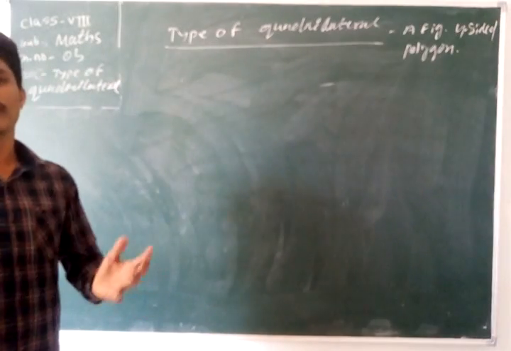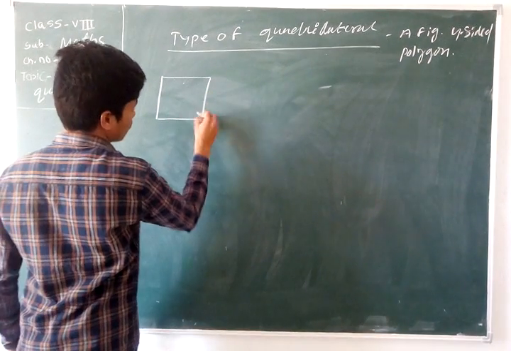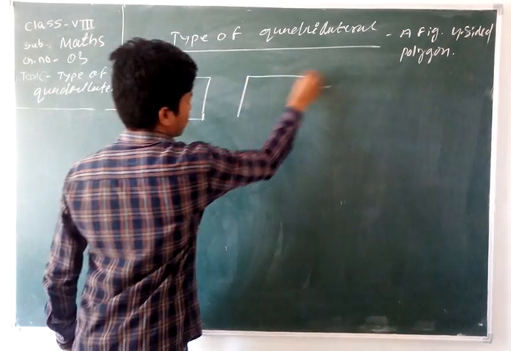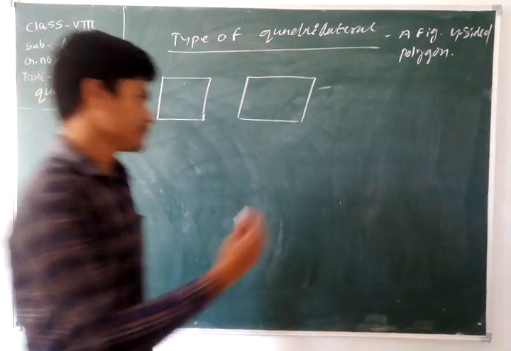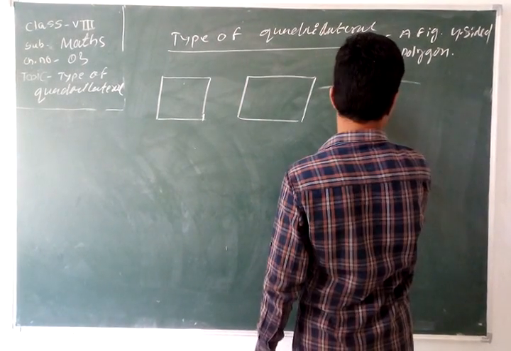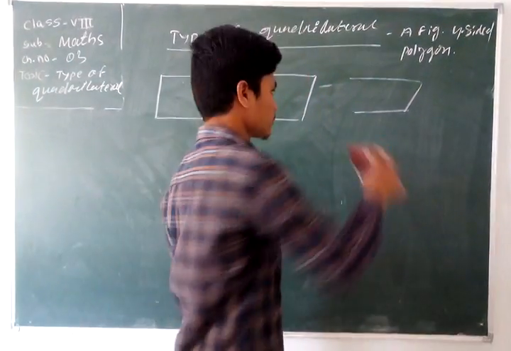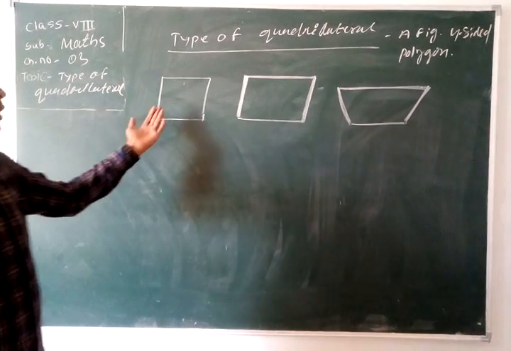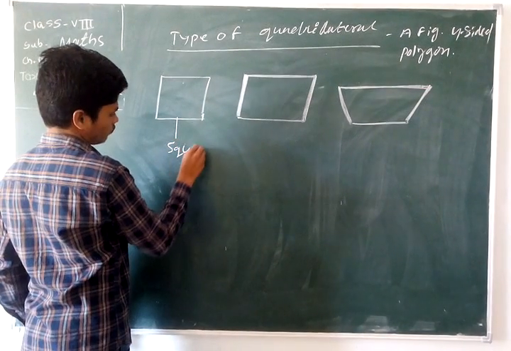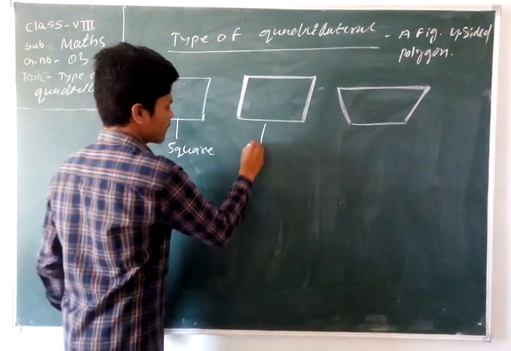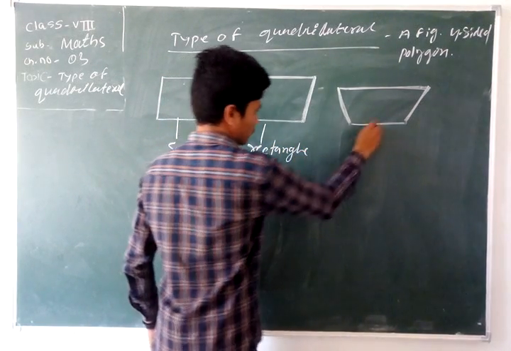What are the quadrilaterals? First we know about the square. You know square. Okay. Square, then rectangle. After rectangle, trapezium. Okay. Now we discuss the three types of quadrilaterals. First one is what? Square. Second one is rectangle. Trapezium.